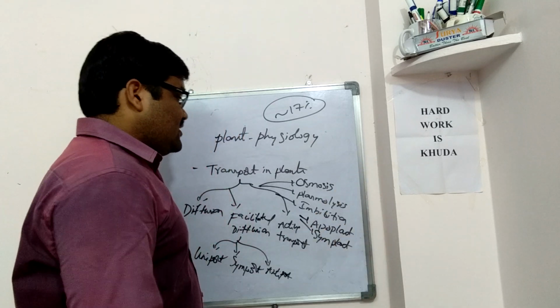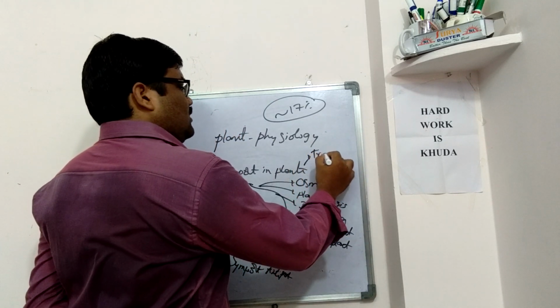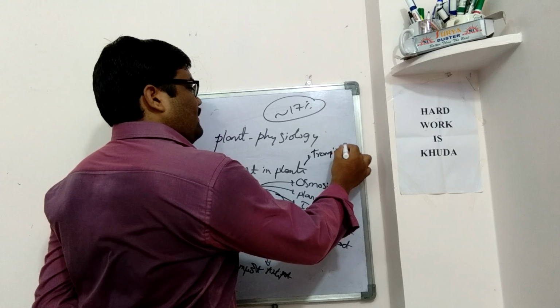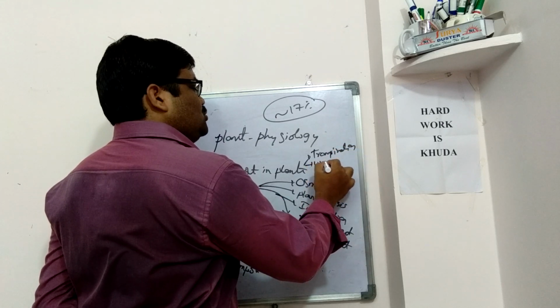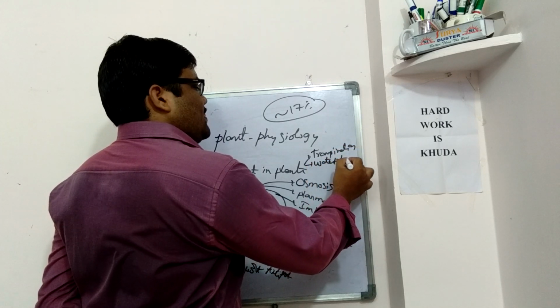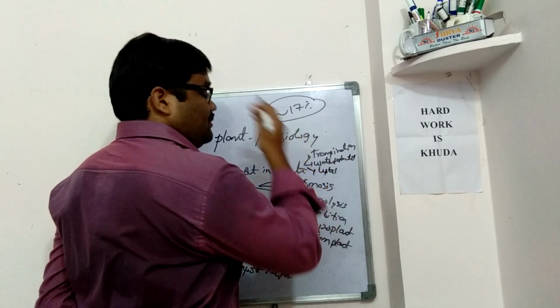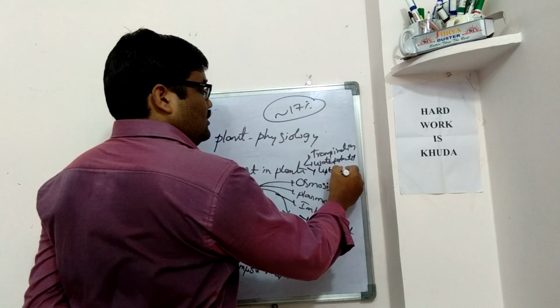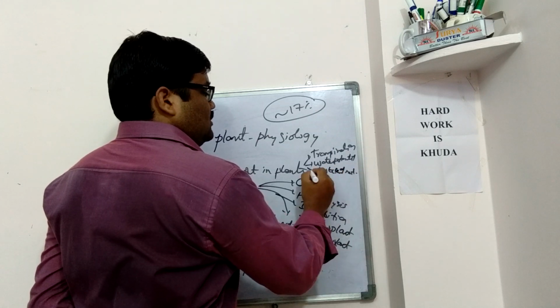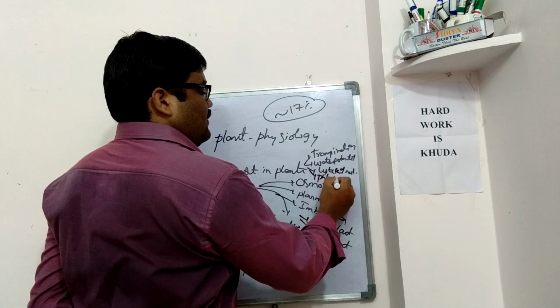apoplast pathway. Then transpiration, about water potential, uptake of nutrients, that means uptake and transport of nutrients, okay, then phloem transport.